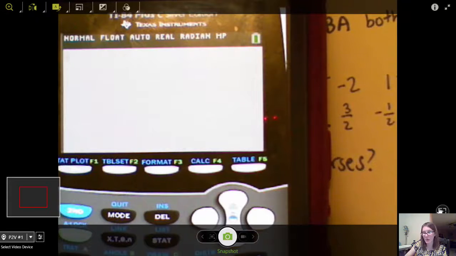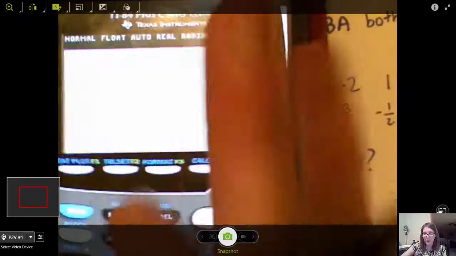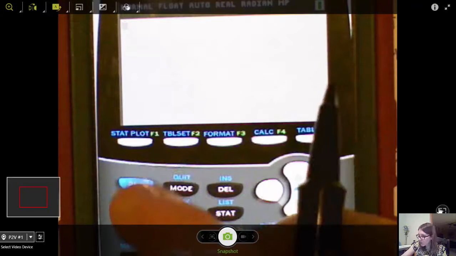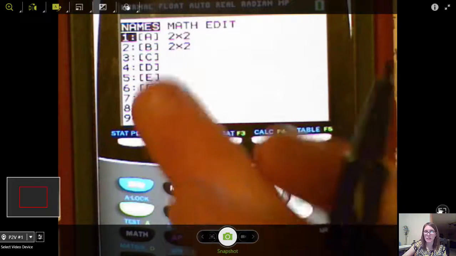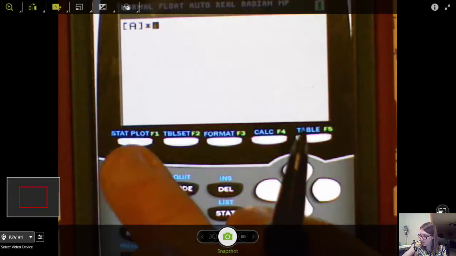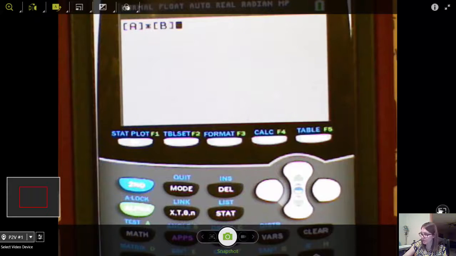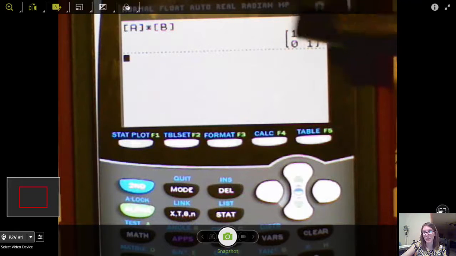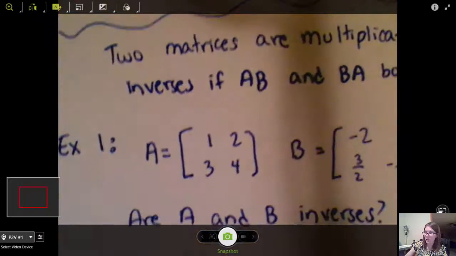Now again, I want to be able to take A times B and get the identity matrix, and the same thing the other way. So let's go back to my matrix menu again. Second, matrix. This gives me my list of matrices. I want matrix A times, back to your matrix menu again, matrix B, and see what we get. Okay, we get our matrix. We have our ones starting in the top left corner, going down diagonally. We have zeros everywhere else. So A times B gives us the identity.